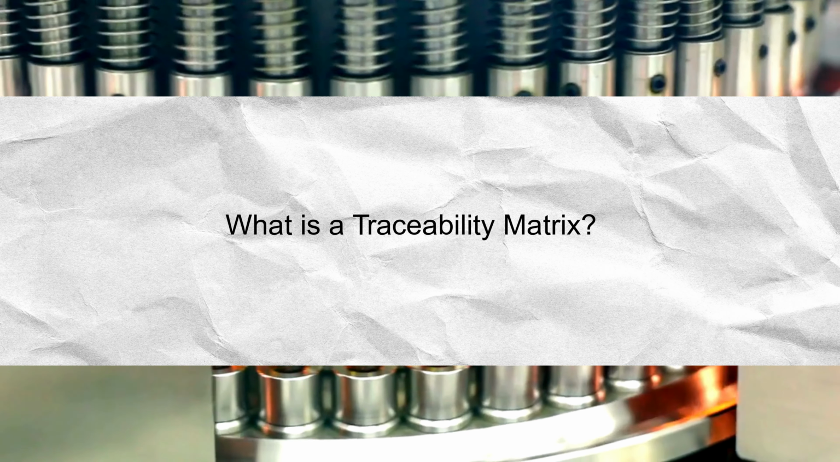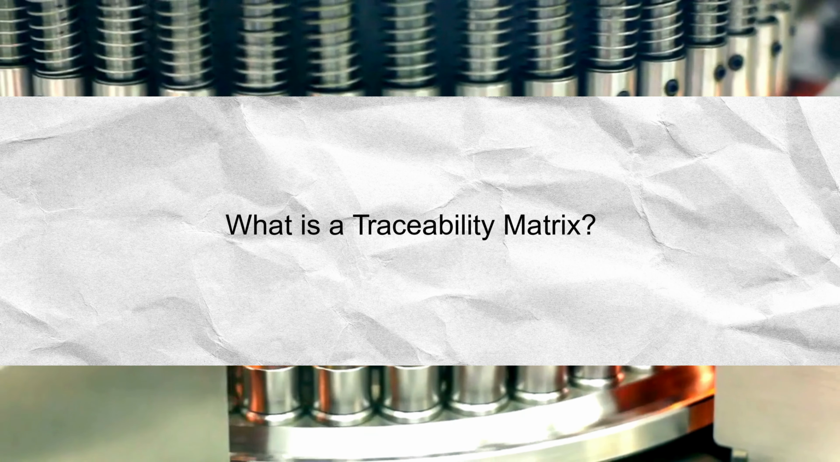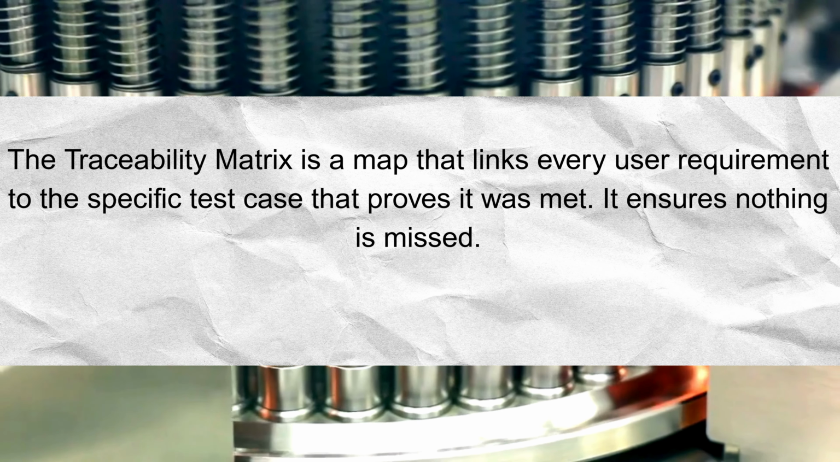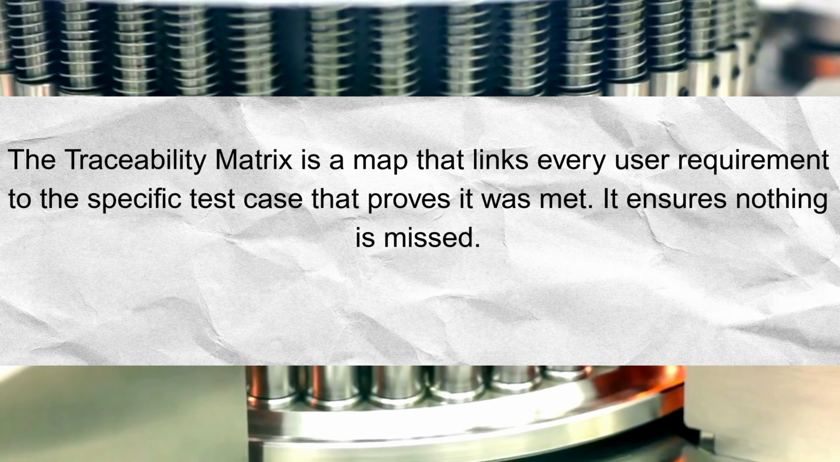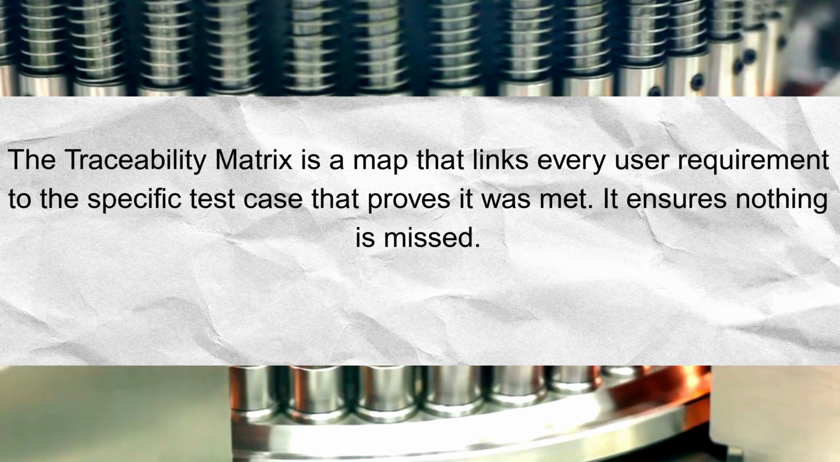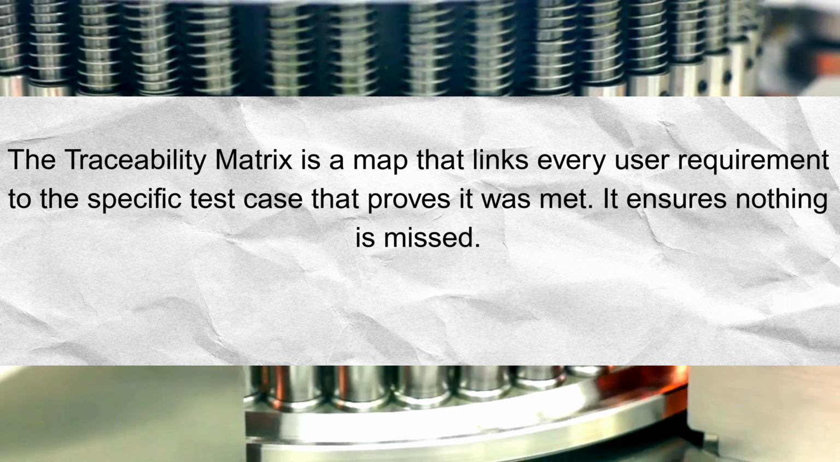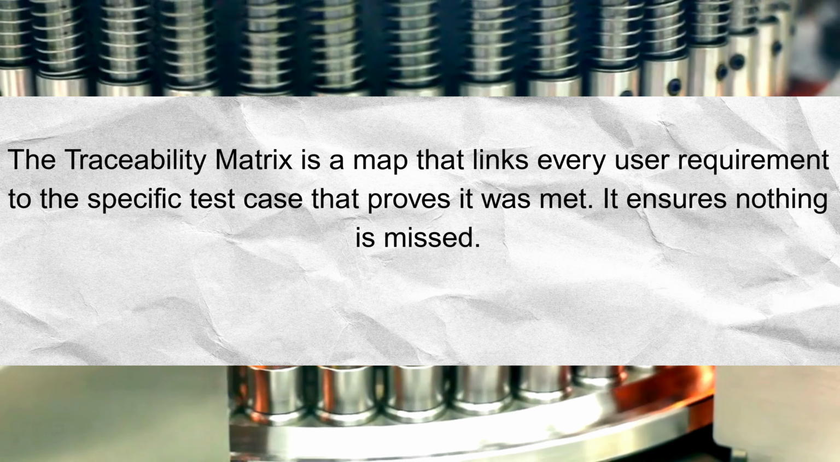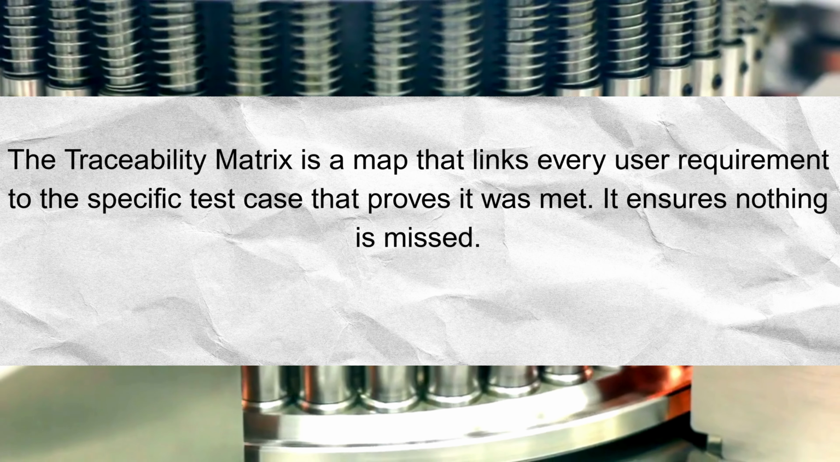Number 15. What is a traceability matrix? A traceability matrix is a living document that maps every single requirement in the URS to its corresponding design specification and, ultimately, to the specific test case in the IQ, OQ, or PQ protocols. This ensures that every user need has been addressed and verified, leaving no gaps in the validation coverage.